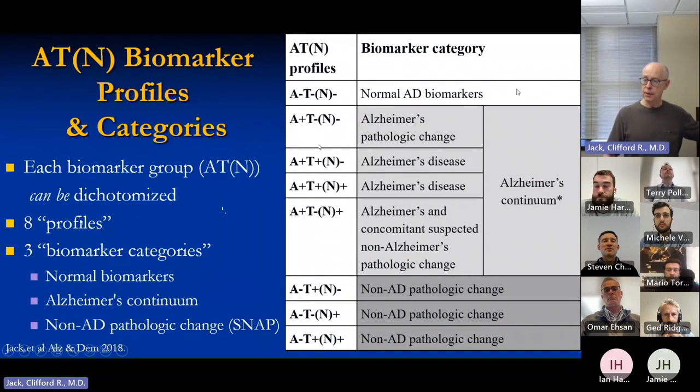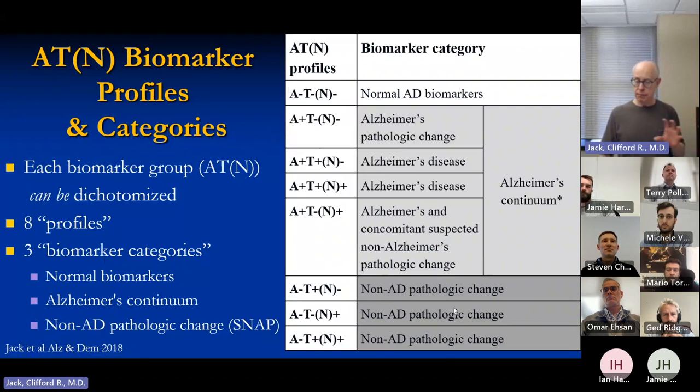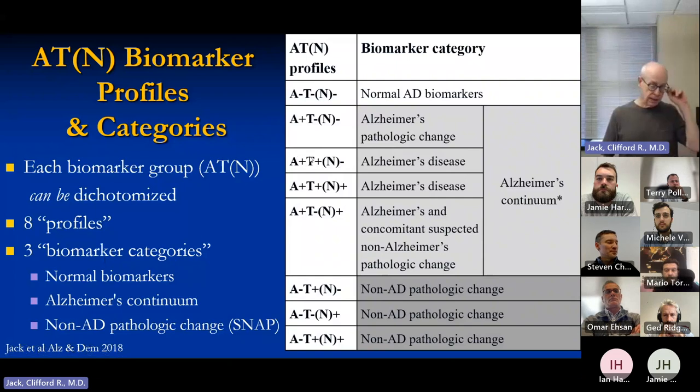At the top in white, you see normal AD biomarkers, minus, minus, minus. At the bottom in dark gray, you see three different biomarker categories that we would place people in the group of non-Alzheimer's pathologic change, which you see here. Then in the middle in gray, you see biomarkers that would place an individual into the Alzheimer's continuum. And our position was that an individual had to have an A plus T plus profile with or without neurodegeneration, but A plus T plus, in order to get a diagnosis or a label of Alzheimer's disease, so that the in vivo definition would then be consistent with the neuropathologic gold standard.